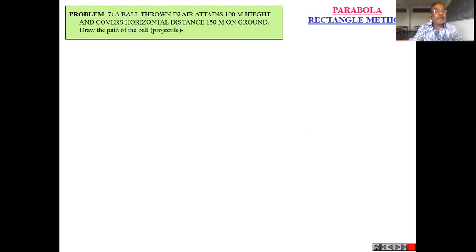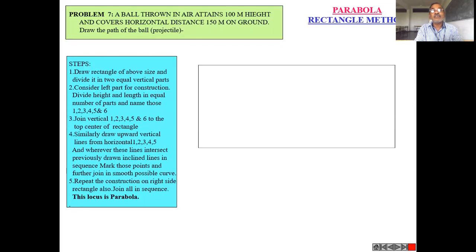So here, two parameters have been given in relation to the parabolic parameters. How to use this? What does it indicate? The horizontal distance is to be taken as what? Because the parabola is to be constructed by the rectangle method, we need base and axis. We need base and axis. These are the construction steps.